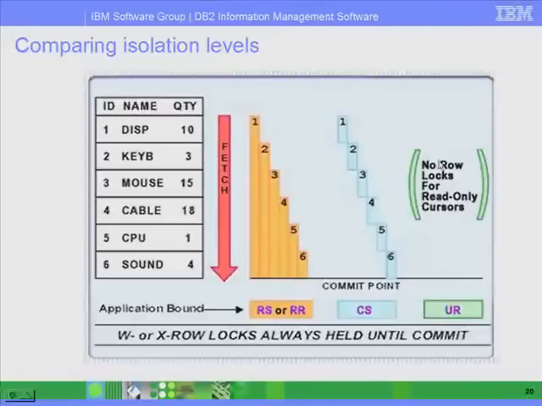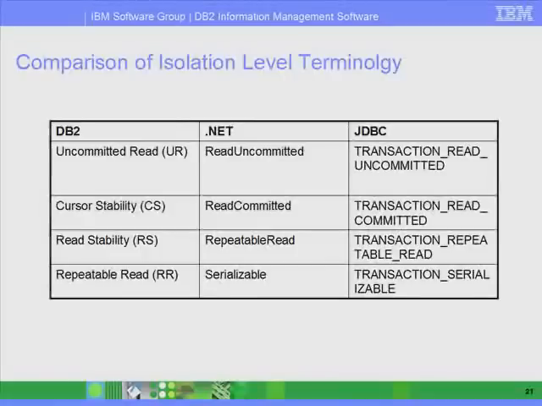So as you can see, the first isolation level, which is UR, allows for maximum concurrency, while RR and RS allow for the least concurrency. But at the same time, UR provides probably the least accuracy in terms of results, while RS or RR provide the most accuracy in terms of results. So that's a quick overview of how UR, CS, RR, and RS work in terms of locking.